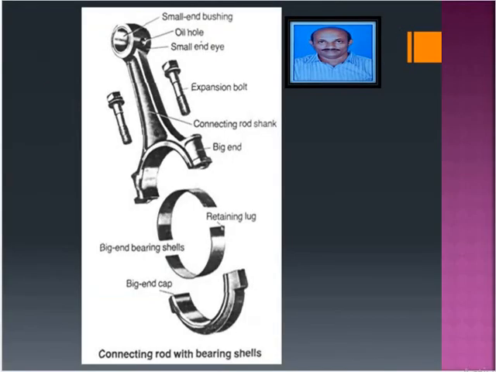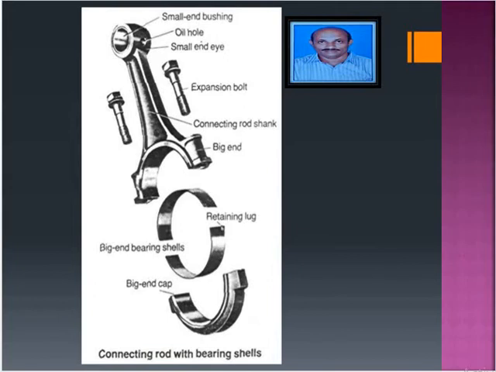Now we will see the different parts of the bearing shells and parts of the connecting rod: small end bearings and the oil hole that I mentioned earlier, and the small end eye. Two expansion bolts are fitted, and a retaining lug. One more thing, please observe the big end bearing shells and big end cap, and the connecting rod with bearing shells.